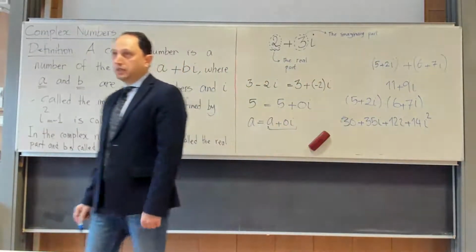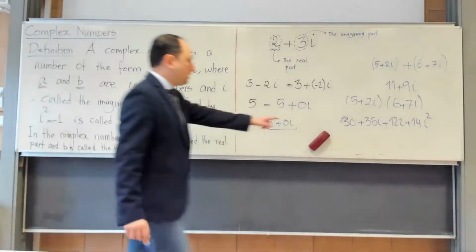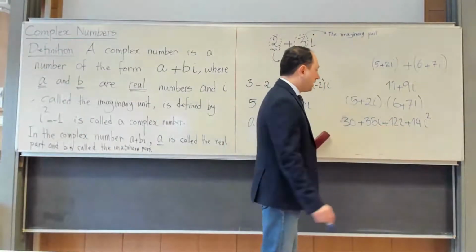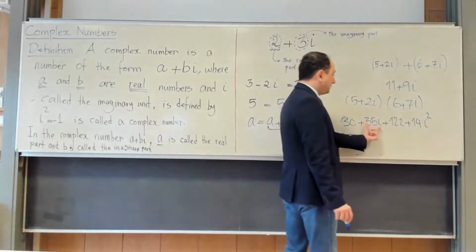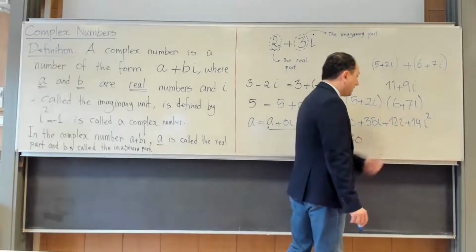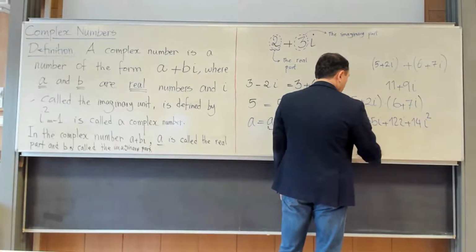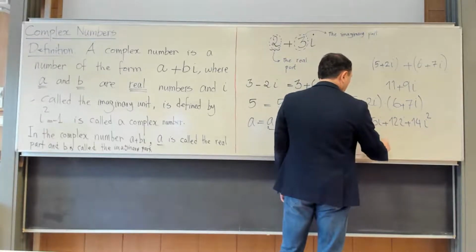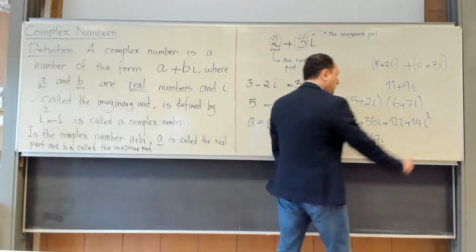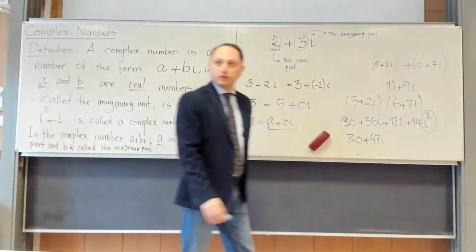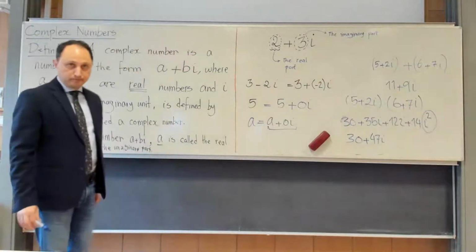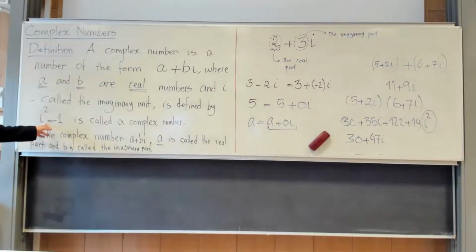Yes? But then, between 35 i's and 12 i's, I see these are similar. So I have 35 i's. I add 12 i on top of that. It becomes what? 47 i's. But the only rule of the game that is new is you know something about i squared. Yes? It's -1, and you have to show me in the exam that you are respecting the rule.